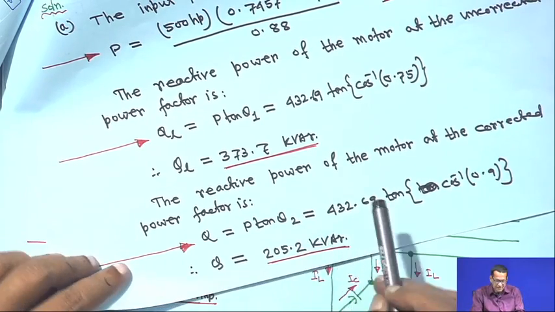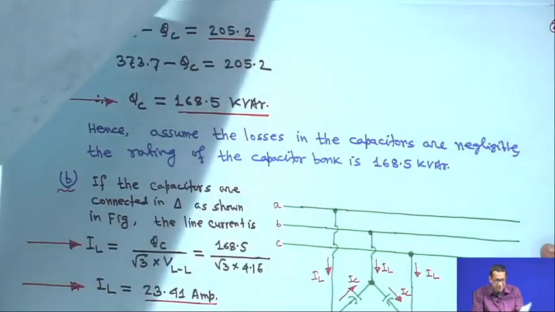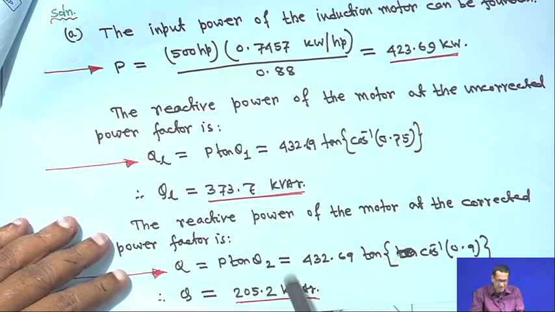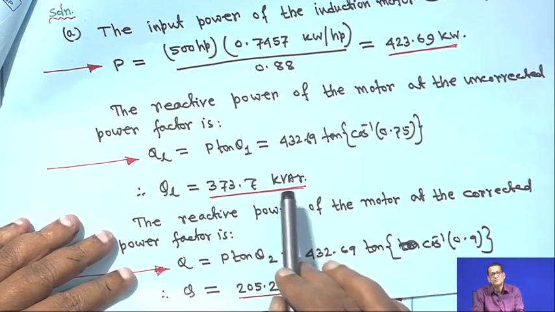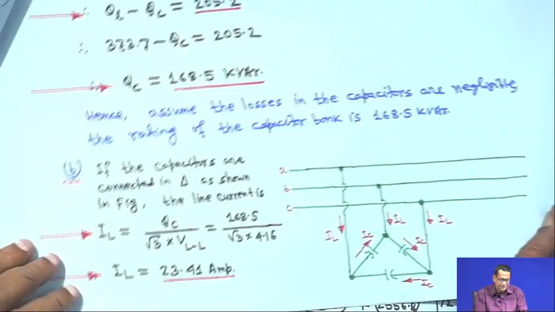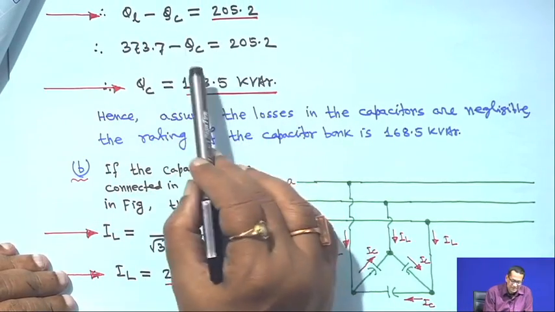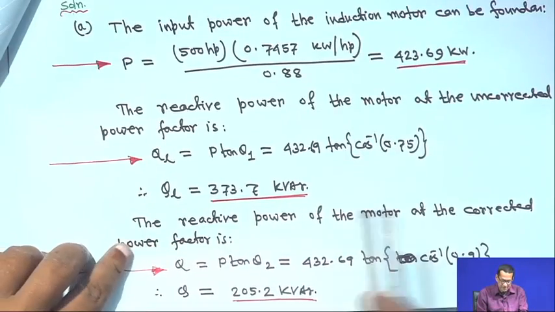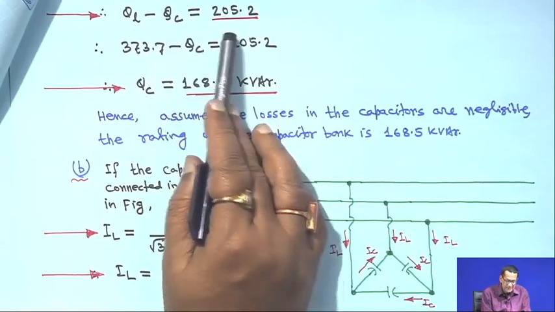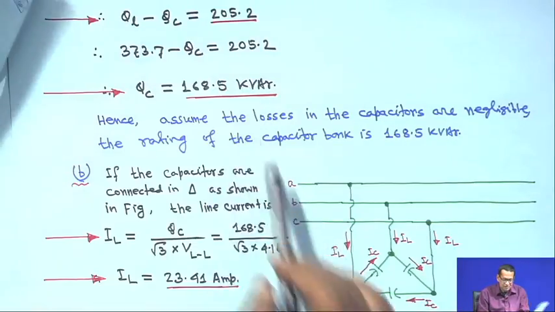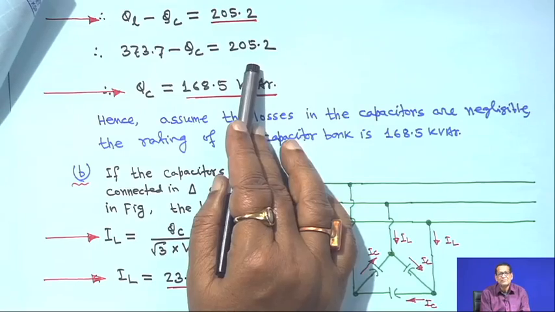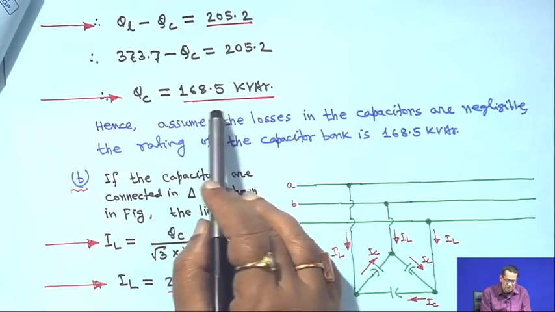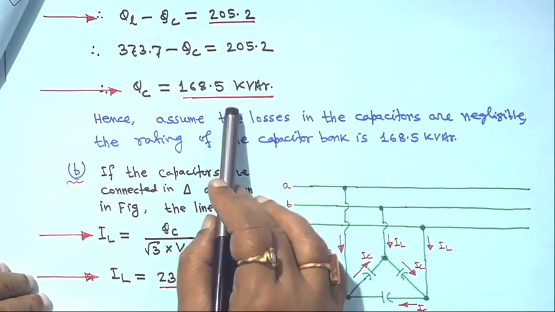Then what is the QC? You have to subtract: this is your total Q, and this is your Q after power factor improvement. So, subtract this one from this one, that will give you the QC value. That is QL minus QC is equal to Q, so QL minus QC is equal to 205.2. So, QC is equal to QL minus 205.2, and you will get QC is equal to 168.5 kilovar. This is the capacitor rating you require.